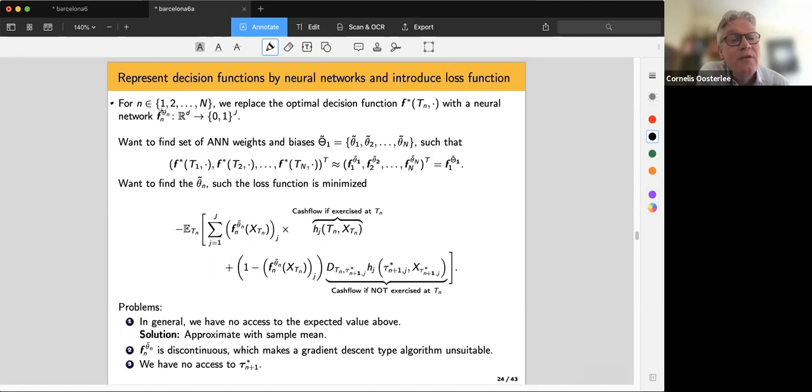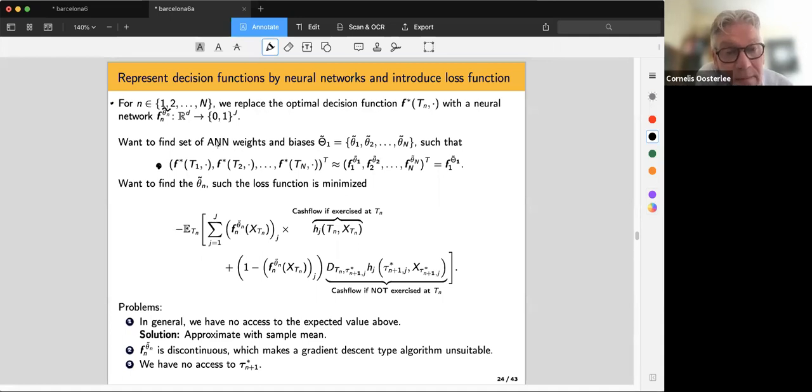We have the neural network parameters, the biases and weights, which we collectively call theta tilde, and the network maps from R^d to [0,1]. We want to find the set of neural network weights and biases such that all these neural network decision functions are good approximations of the true decision functions with zeros and ones. That is what we want.